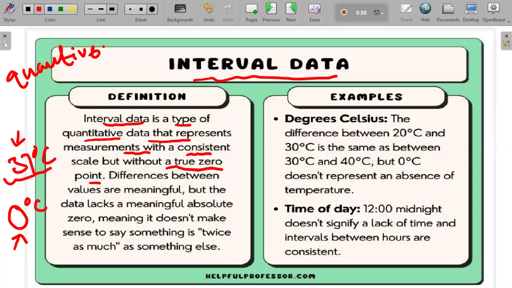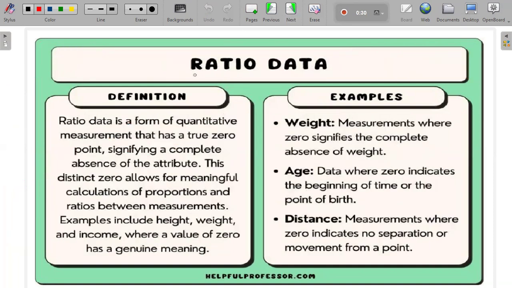Another example is time. We can say the time is 0000. But does that mean that the time is not there? No, the time is there, but at that specific point it's just 0. So an important characteristic of interval data is that it does not have a what? True 0 point. Two good examples are temperature and time. And in contrast, we're going to look at ratio data. This ratio data here has a true 0 point.